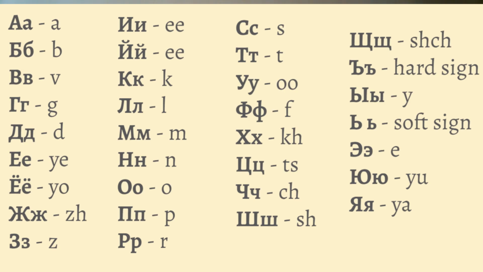Okay, let's review all the letters in the order that they would usually be shown. A, B, V, G, D, Zh, Z, I kratkoe, K, L, M, N, O, P, R, S, T, U, F, H, C, Ch, Sh, Shch, hard sign, soft sign, U, Ya.